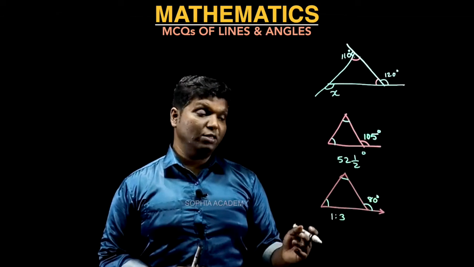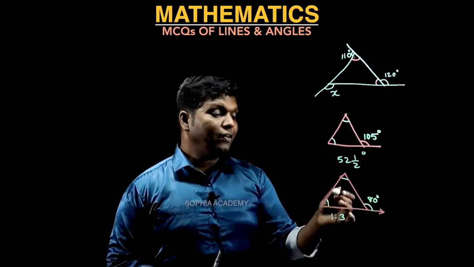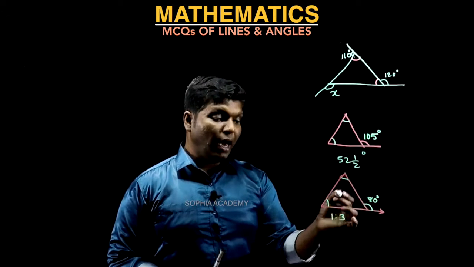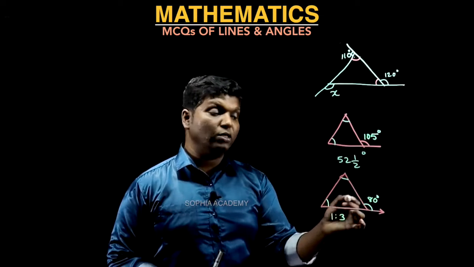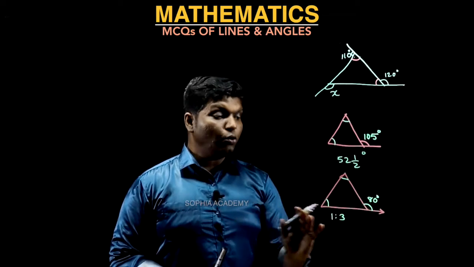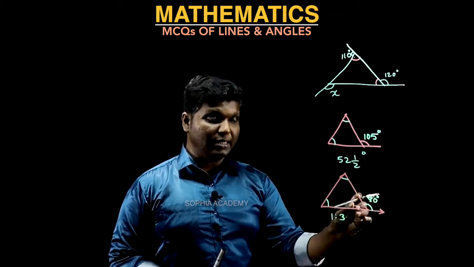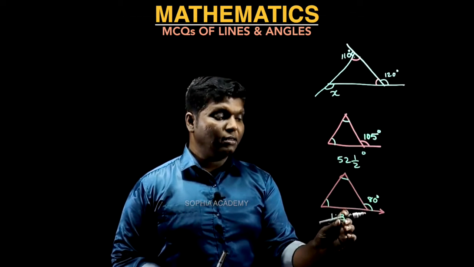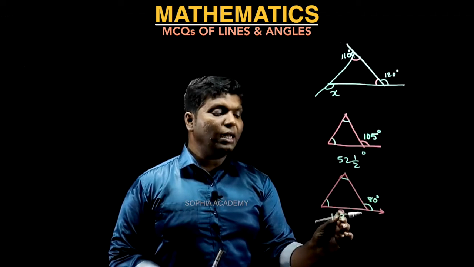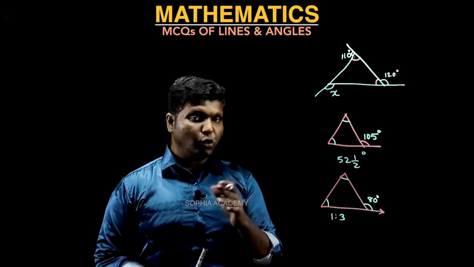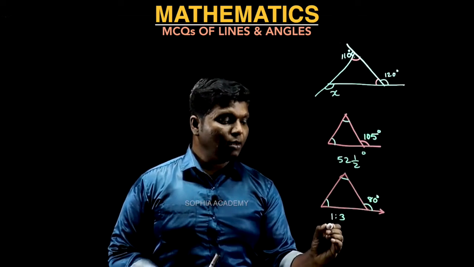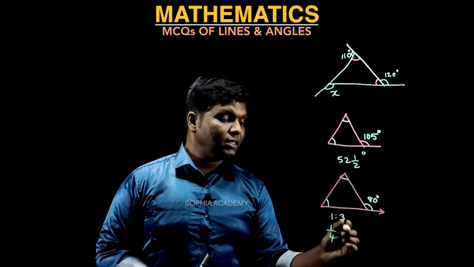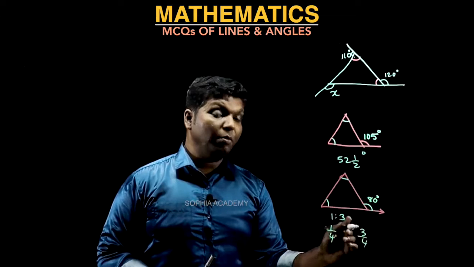1:3. What does it mean by 1:3? Already you know that if you are adding these two angles, you will get 80 degree because it is 80 already here. So the sum of these two angles will be 80 itself. So out of 80, one part will be for one and the third part will be for this one. So 3 plus 1, how many parts are there? Totally 4 parts are there. So we can say that 1 by 4 part will be for one angle and the next 3 by 4th part will be for the other angle.